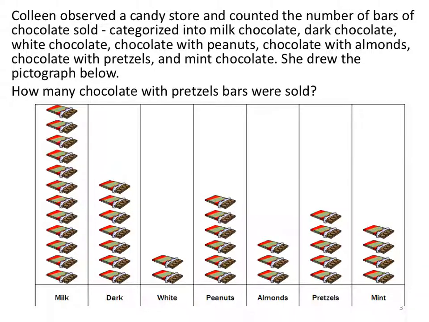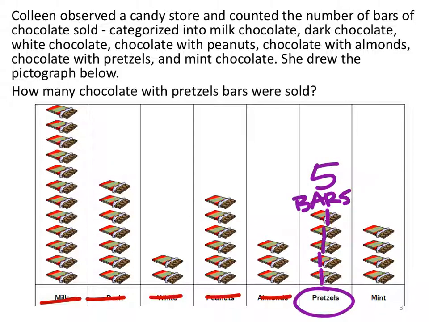How many chocolate with pretzel bars were sold? So on this one, it's just a matter of identifying this. These are all chocolate bars, and that's nice. It's not milk chocolate. It's not dark chocolate. It's not white chocolate. It's not chocolate with peanuts. It's not chocolate with almonds. It is, however, chocolate with pretzels. So how many bars were sold? 1, 2, 3, 4, 5. 5. We should label this. That's a lot less writing than writing chocolate bars. 5 chocolate bars with pretzels.